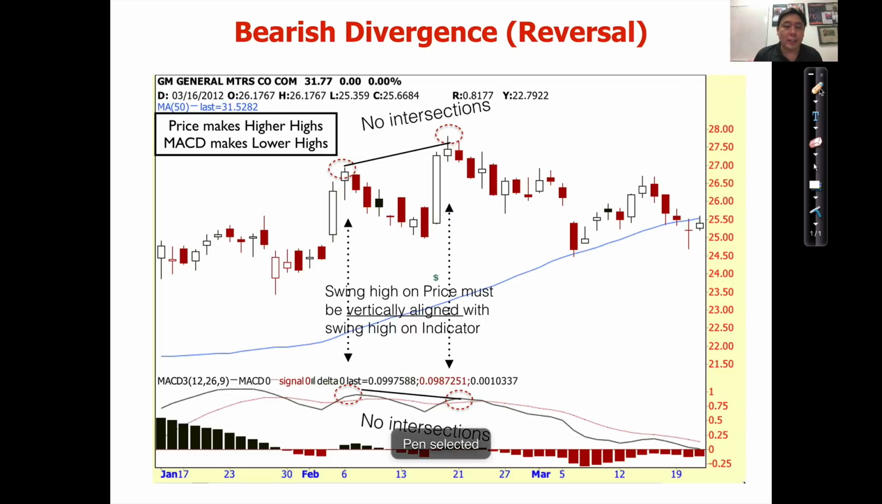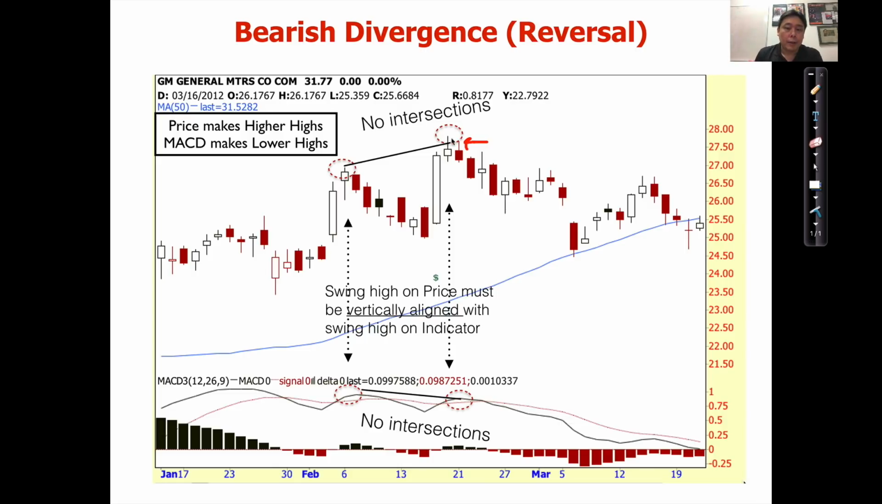So where was it spotted? It was spotted right at this point over here, okay? First of all, this over here was the top of the uptrend at that time. So we're looking for a bearish divergence to sell the stock, short the stock.